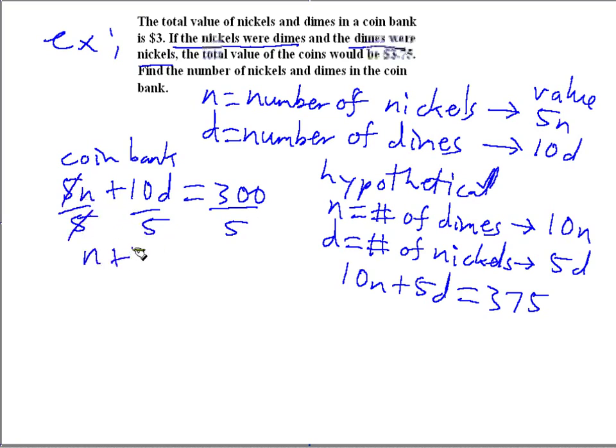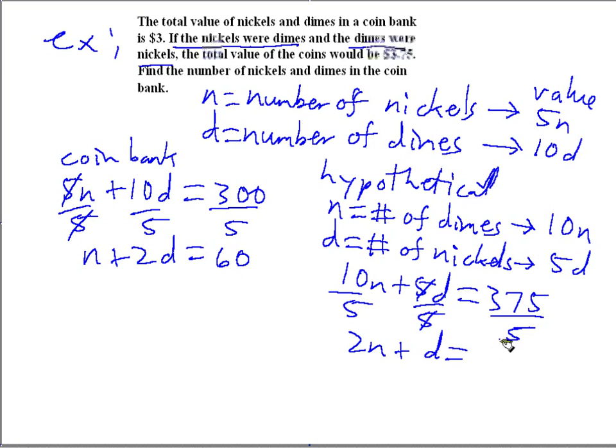So N plus 2D is equal to what? 300 divided by 5 is what? 60. All right? And here, again, I'm dividing by 5 once again. Okay, so 10 divided by 5 is 2N plus D equal to what? 375 divided by 5 on my calculator, 75. Okay, so let me put this equation right below here. So 2N plus D equal to what? 75 here.